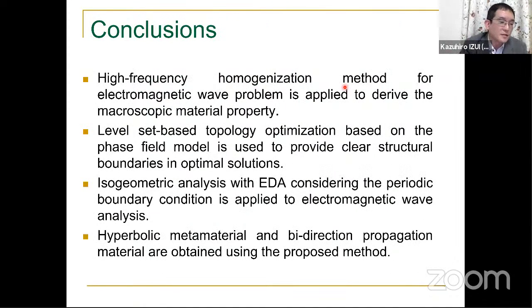Okay, so this is a conclusion. A high-order flexion homogenization method for electromagnetic wave problem is applied to derive the macroscopic material property, and we used level set-based topology optimization. Also, we use isogeometric analysis with extended domain approach. And we showed some examples having hyperbolic metamaterial and bidirectional propagation materials. That is all. Thank you very much.